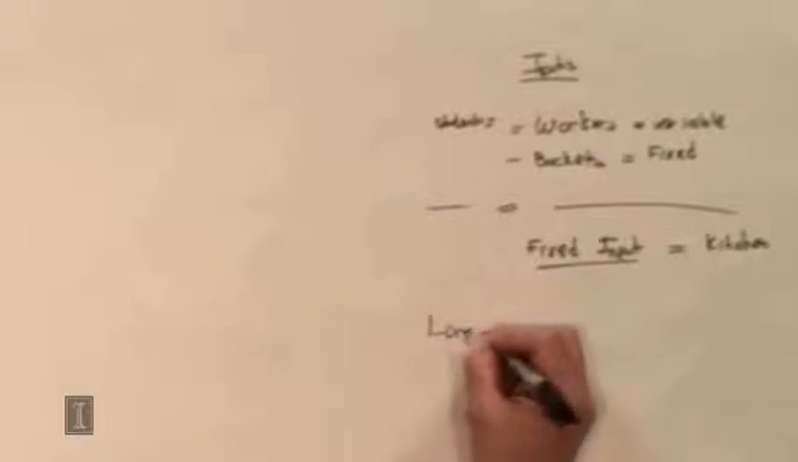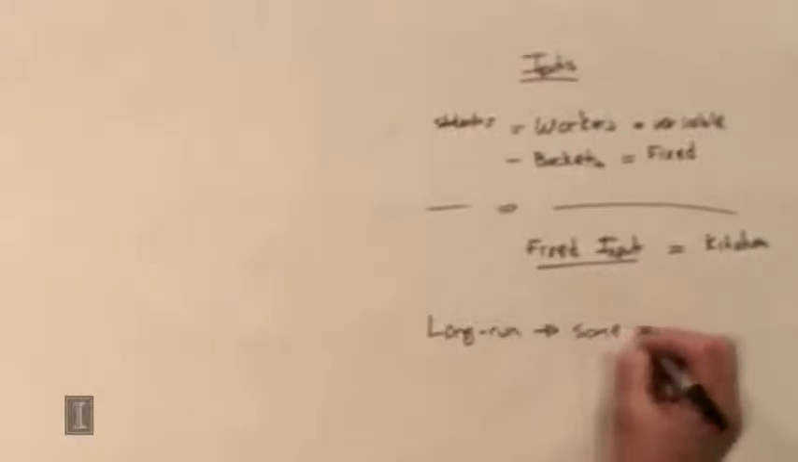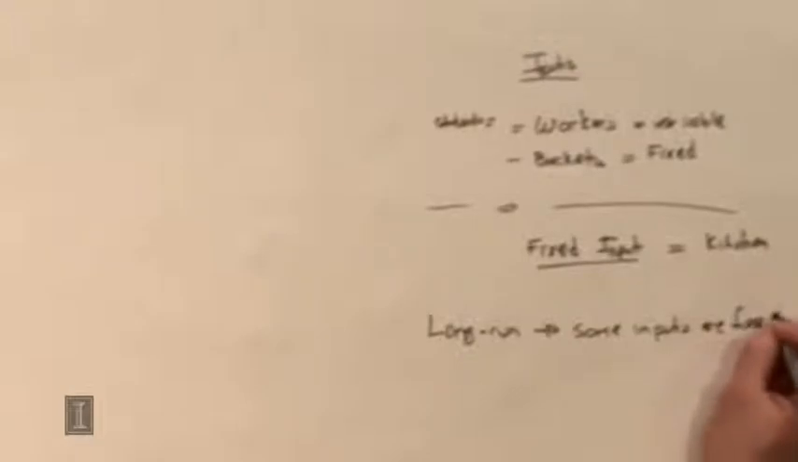So the determination of whether an input is fixed or variable seems like it's determined by the time period. So then we have to introduce time periods. I'm going to use two terms here. Long run is the time period in which some inputs are fixed. So how long is that?